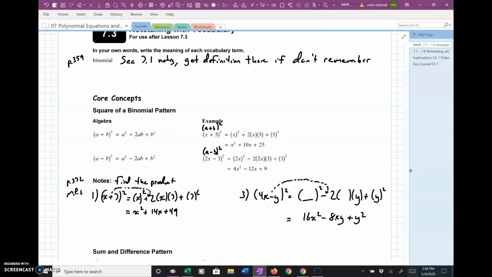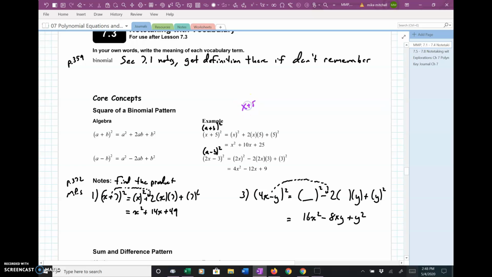Multiplying these out. So they give you this pattern. A plus b squared equals a squared plus 2 times a times b plus b squared. Now a and b can be anything. In this problem, a is x, b is 5. And then they also have the one for the minus down here. A is 2x, b is -3, and then they plug it into the pattern. Let me show you where this is coming from.